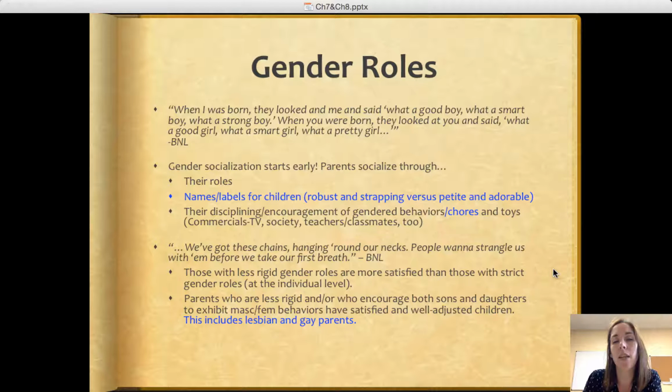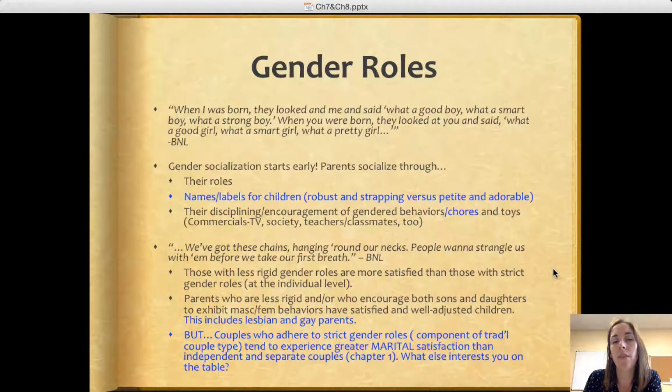Lesbian and gay parents have the same trends as heterosexual couples, as do single moms and dads. But we do see something that seems to stray a bit here, that couples who adhere to strict gender rules through the traditional couple type that you read about in the book, they tend to experience greater marital satisfaction than independent or separate couples. And I really encourage you, this might be something you want to talk about in your discussion question and answer. Why do you think that is?